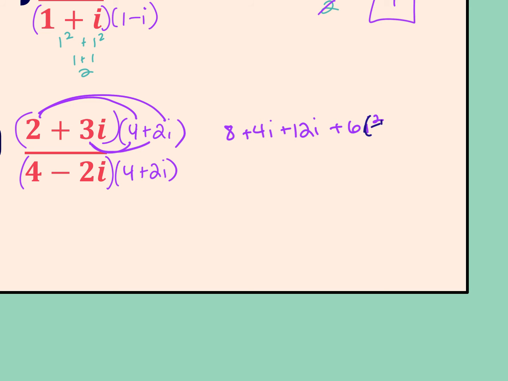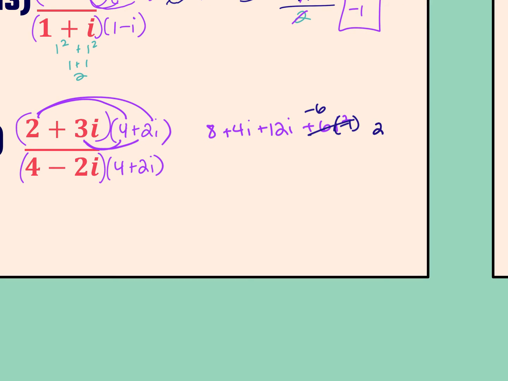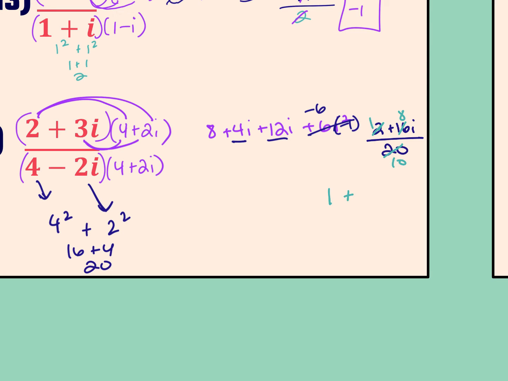i squared gets replaced by negative 1, and this becomes minus 6. So my numerator, 8 minus 6 would be 2. 4i plus 12i is 16i. Denominator, a is 4, b is 2, so 16 plus 4 is 20. Again, all 3 of these spots can be reduced by 2, and I get 1 plus 8i over 10.